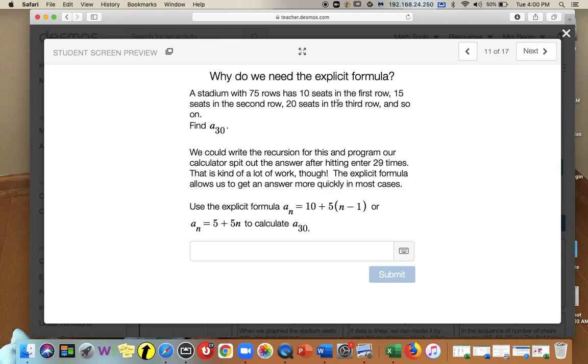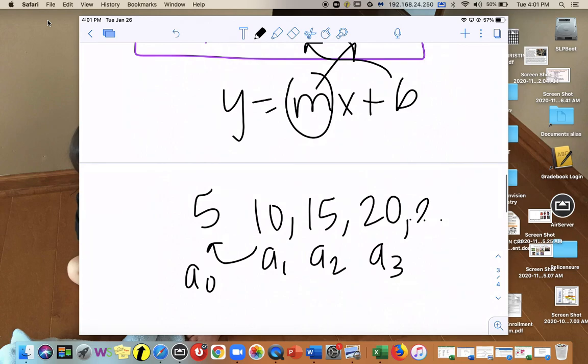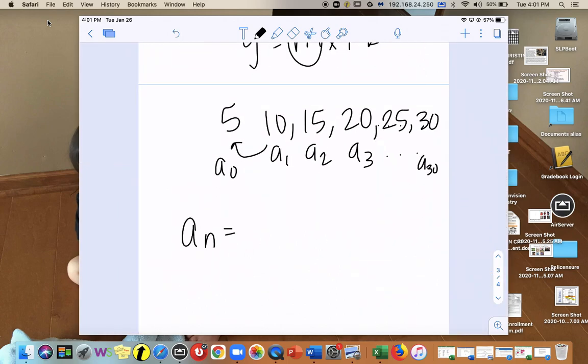Why do we need the explicit formula? A stadium with 75 rows has 10, okay, so this is the same problem. What if I asked you to find a sub 30? So that's saying how many seats are there in row 30? Instead of making a list and adding 5 every time, it's probably going to be faster to use the explicit formula. So we can use that to calculate a sub 30 by just plugging in a 30 for n. So again, to find a sub 30, instead of just continuing our list until we get to a sub 30, it's going to be a lot faster to plug in to this formula right here.